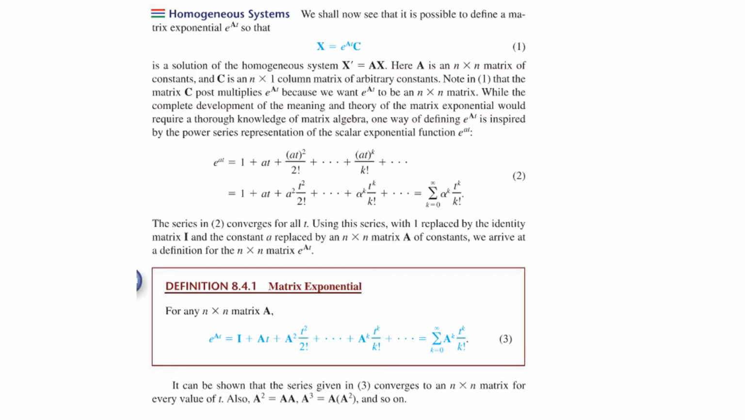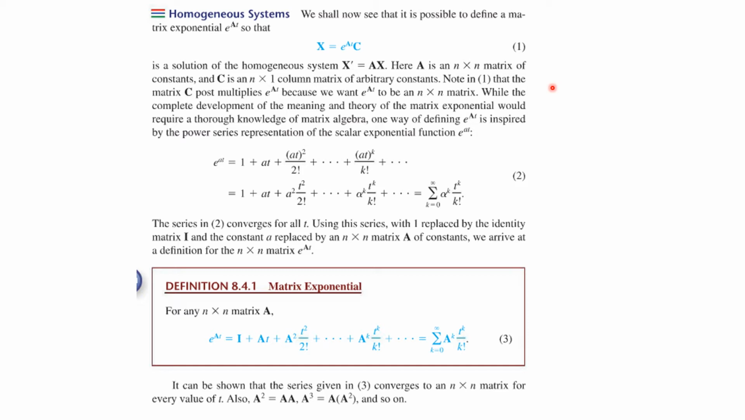Well, we now are going to talk about how it is possible to define this exponential function so that this is a solution to the homogeneous equation x prime equals Ax. Now this is e to the At times c. Now A is an n by n matrix of constants and c is an n by 1 column matrix of constants. Note in (1) that the matrix c post multiplies because we want that to be an n by n matrix. That's a fact of matrix computations.